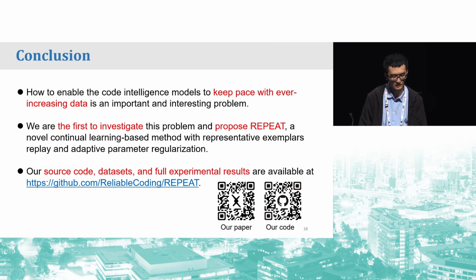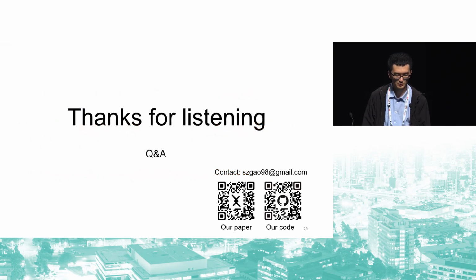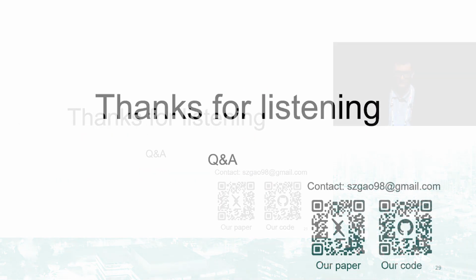So to summarize, we can achieve the following conclusions for our paper. First, how to enable the code intelligence model to keep pace with ever-increasing data is an important and interesting problem. So in this paper, we are the first to investigate this problem and propose the repeat method. And last, we release our code and data in this GitHub repository. So that's my presentation. Thanks for listening.